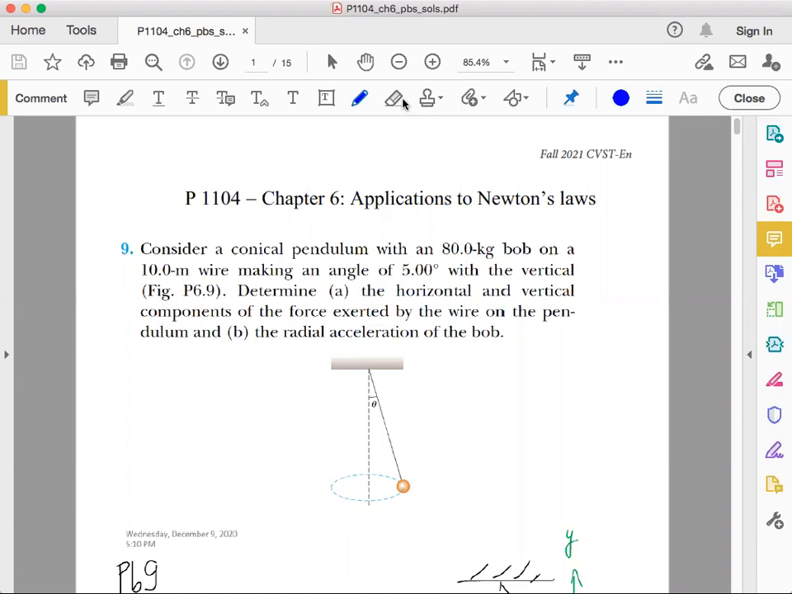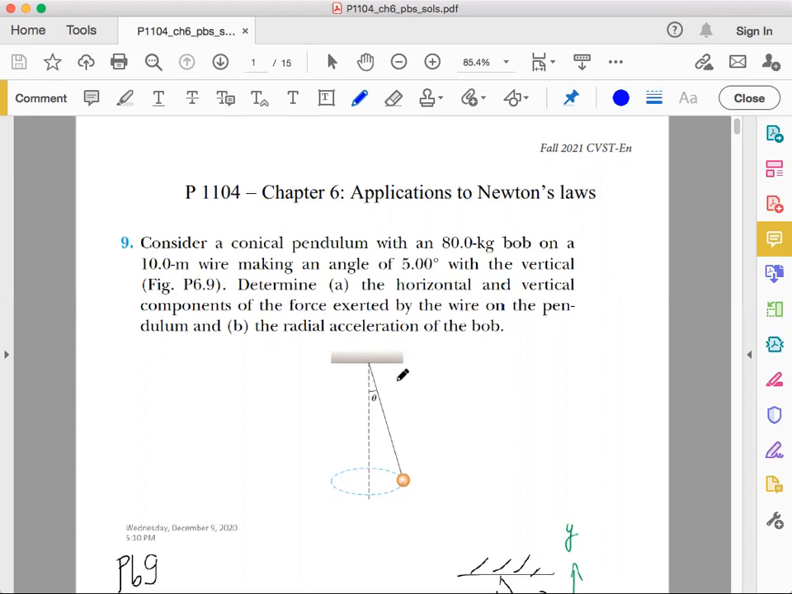Consider a conical pendulum with an 80 kilogram bulb on a 10 meter wire, making an angle of 5 degrees with the vertical, as you can see in this figure. So this is the angle theta, which is equal to 5 degrees. This is the bulb, which is attached to a wire, and they are attached to the ceiling. Now you have to determine, in part A, the horizontal and the vertical components of the force exerted by the wire on the pendulum, and in part B, the radial acceleration of the bulb.